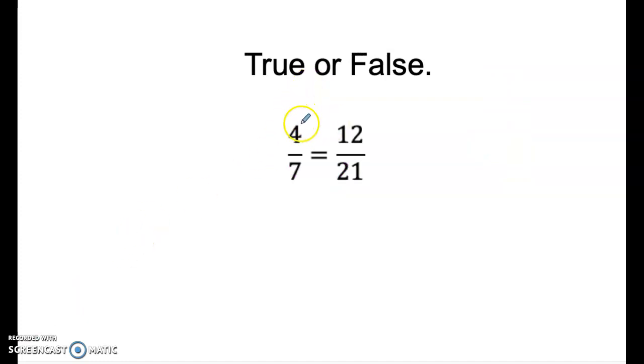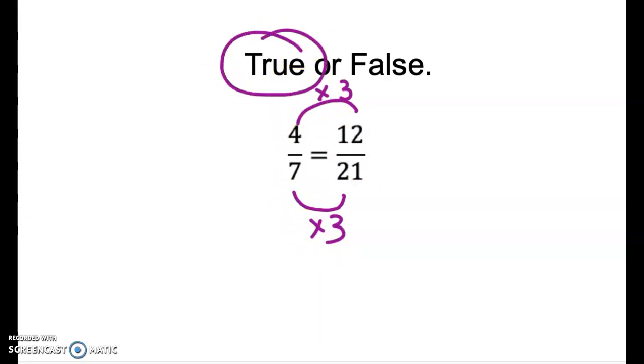Now, the true or false ones are the ones that got kind of tough. So you also had to check and see if this is a true statement. 4 times 3 is 12. Is 7 times 3 21? And if you don't know your facts, that makes this a lot harder. 7 times 3 is 21, which makes this one true.